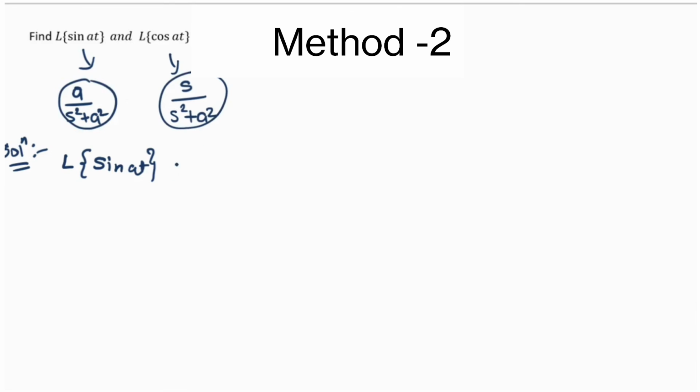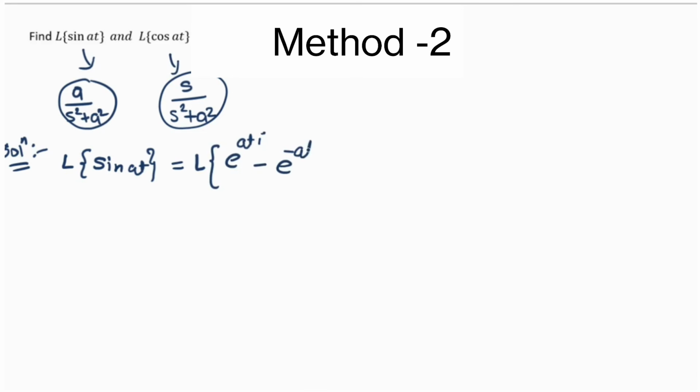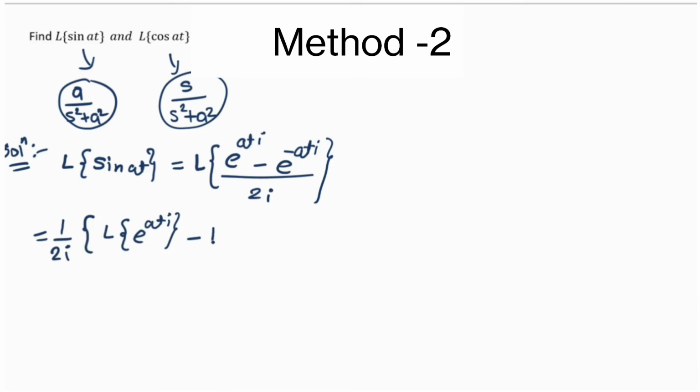And similarly for cos. So for this linearity property we have to write this sine in the form of e, and that formula is e raised to the power ati minus e raised to the power minus ati upon 2i. So this is the formula of sine theta. So sine theta in the form of e, we are writing in this form. So now linearity property says that 2i is constant, take outside. Laplace of first term minus Laplace of second term.